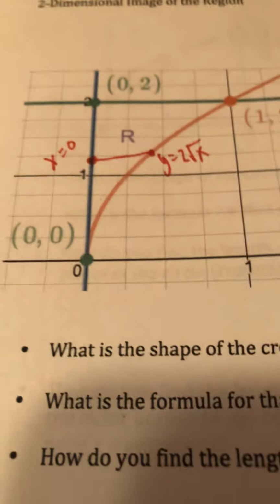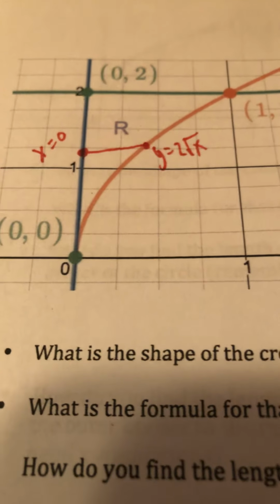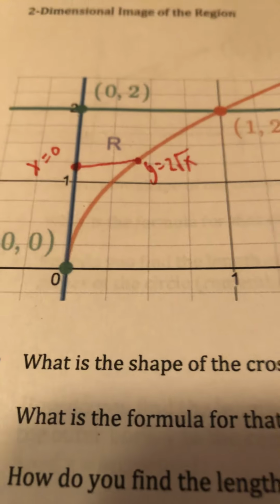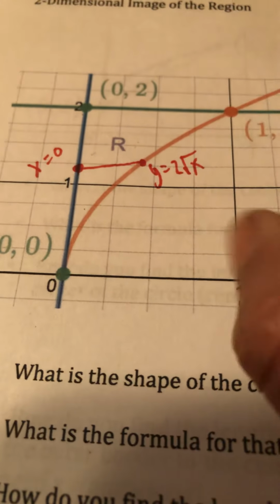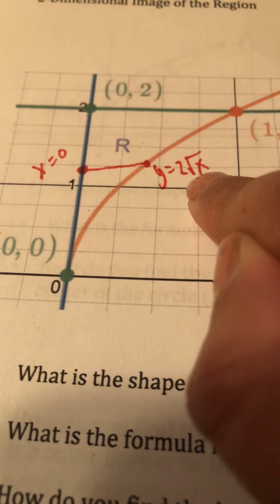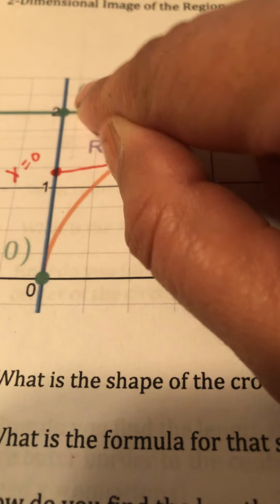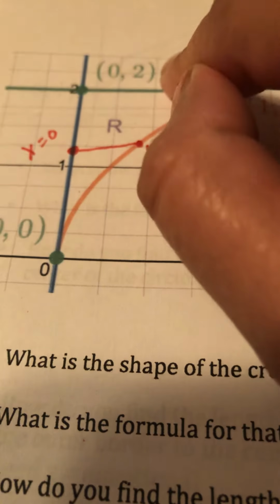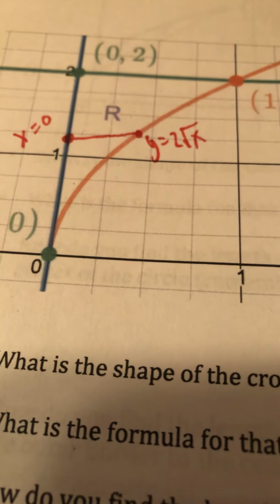So this time around, we're going to be rotating this shape around a vertical line. In this case, we're going to rotate it around the y-axis. You notice that this is the region R right here. This red line is the equation y equals 2 root x. This blue line right here is the equation x equals 0, or the y-axis, and this green line right here is the equation y equals 2. And we're going to rotate that around the y-axis.